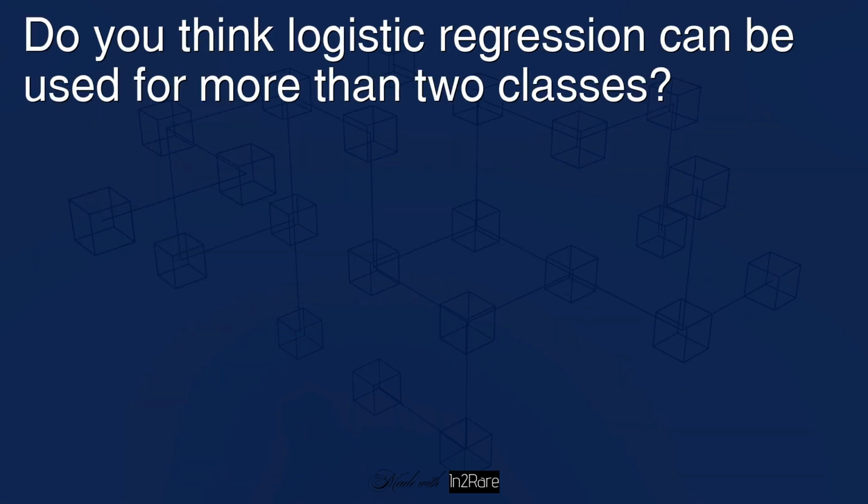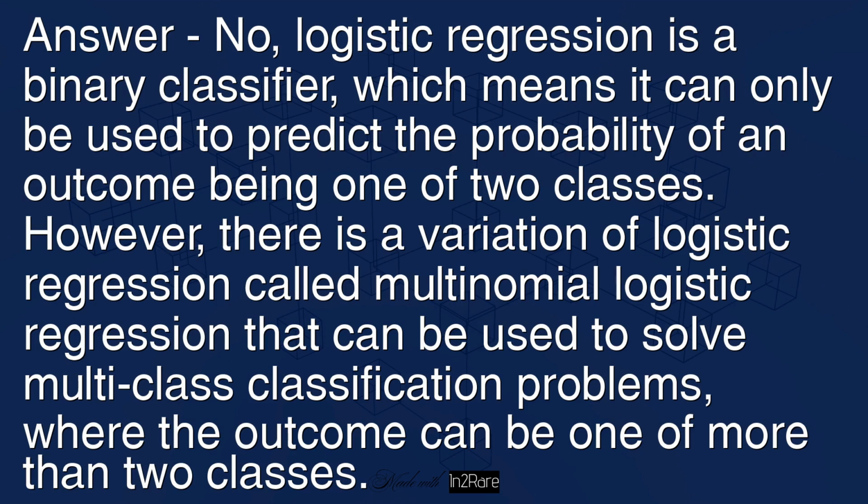Do you think logistic regression can be used for more than two classes? Answer: no. Logistic regression is a binary classifier, which means it can only be used to predict the probability of an outcome being one of two classes. However, there is a variation of logistic regression called multinomial logistic regression that can be used to solve multi-class classification problems, where the outcome can be one of more than two classes.